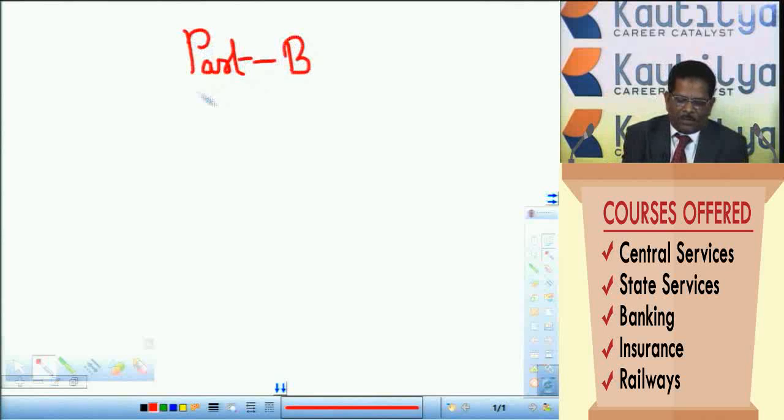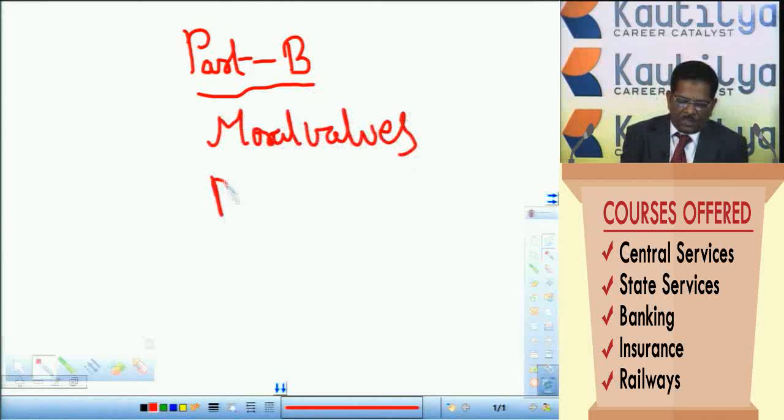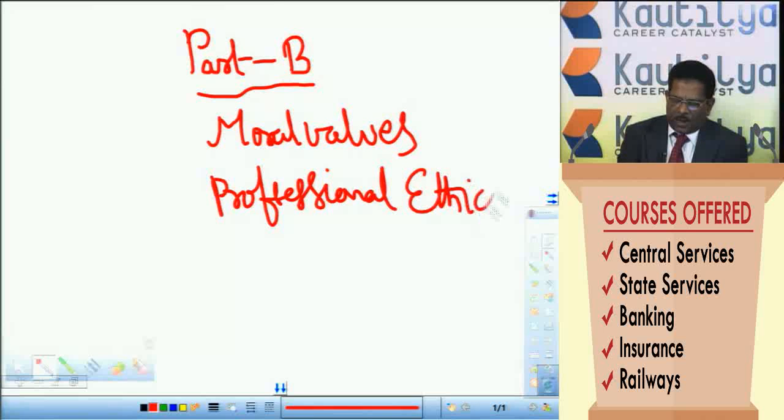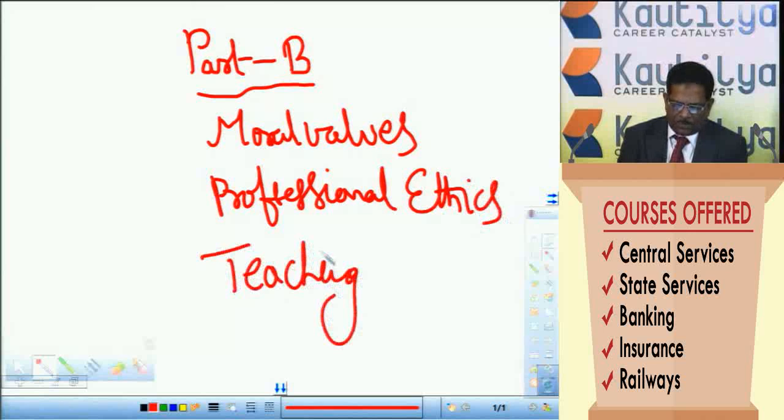So Part B contains three major areas: reasoning abilities and data interpretation, which is followed by the moral values and professional ethics of a teacher. And the next major one in this Part B is teaching aptitude.